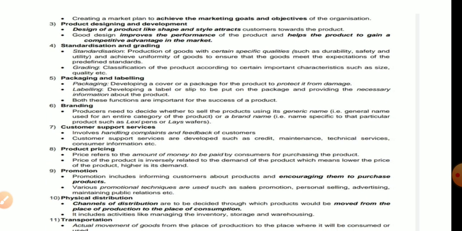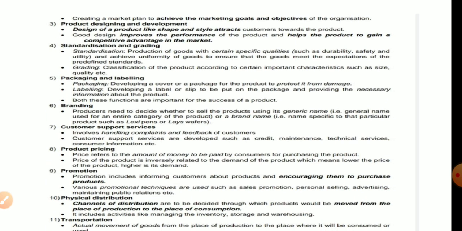Now, product design and development. First of all, you have to decide the shape and the features of the product, so they can attract the customer and help the product gain competitive advantages in the market. Fourth is standardization and grading. You have to check the quality of the product, whether it is good and not harmful to society, and certain qualities which you ensure in your product.